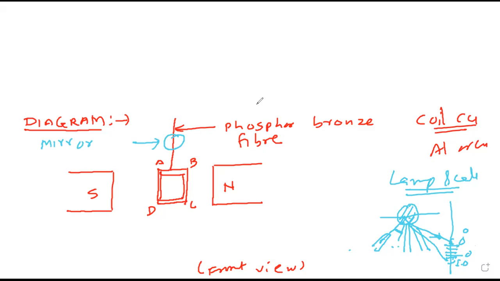It consists of a rectangular coil made up of a large number of turns of thin insulated copper wire wound on a rectangular metal frame such as aluminium or copper. It is suspended with the help of a phosphor bronze fiber between the strong magnetic field produced by a horseshoe magnet N S. The deflection produced in the coil is measured with the help of the mirror and lamp scale arrangement. A soft iron core I is mounted in such a way that the coil can rotate freely.